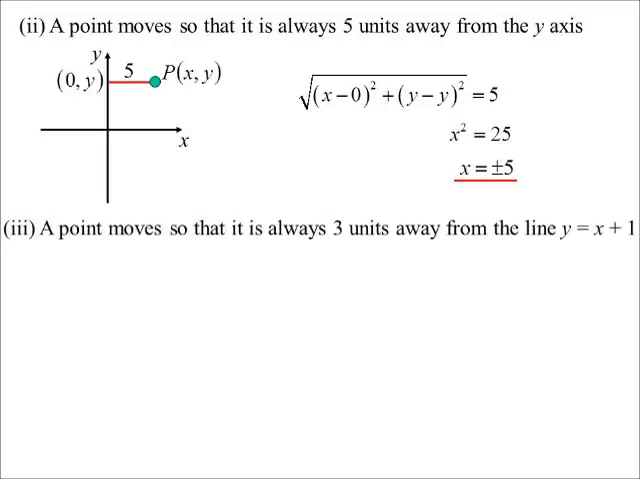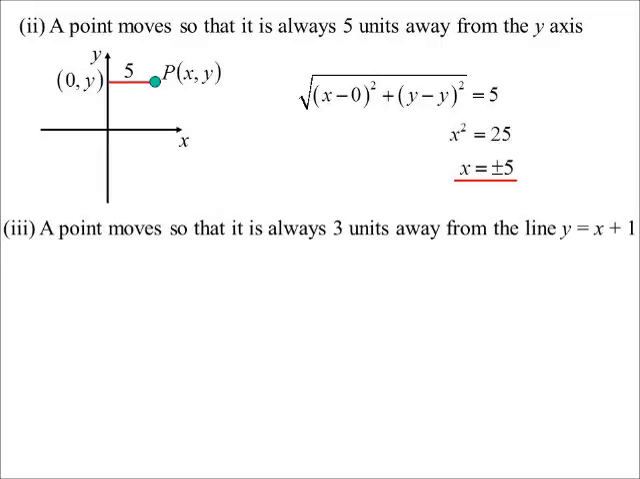A point moves so it's always 3 units away from the line y equals x plus 1. Now there's a very tempting answer to say here. If you were just to look at that, what do you think the logical, and by the way it turns out to be incorrect, the logical incorrect answer would be? Anyone want to take a guess at the logical incorrect answer?